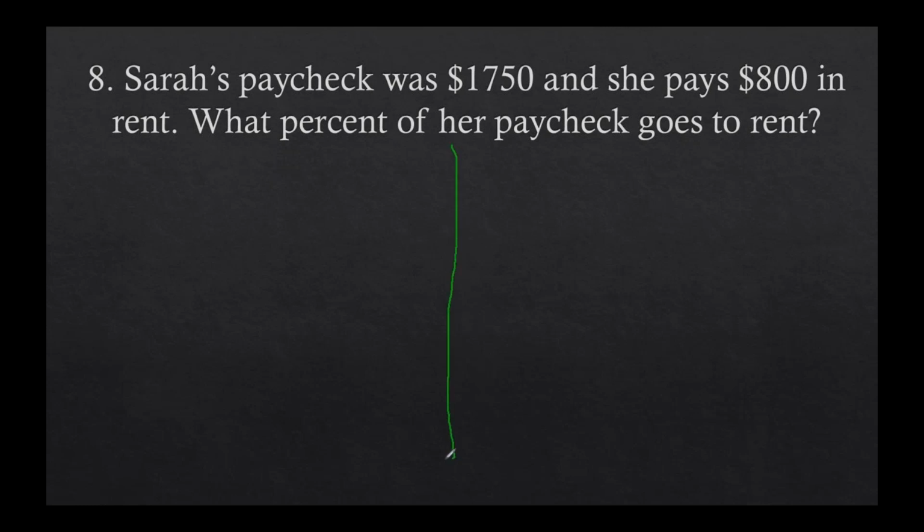Now, for setting this up as a proportion, I always, me personally, I start with the percent. Look how straight of a line that is. What percent? Well, if I don't know the percent, that's automatically x over 100. And now when I'm thinking about my other ratio, I want to think part to whole. So when I'm looking at these other numbers, her paycheck was $1,750. She pays $800 in rent. Which one of those represents a part and which one represents a whole? Right? So basically my question is, what goes on top? $1,750 or $800?